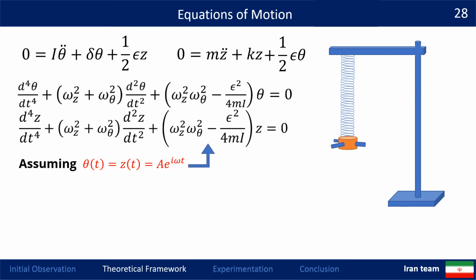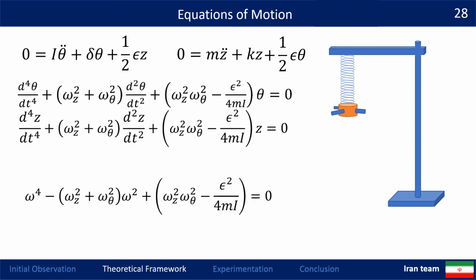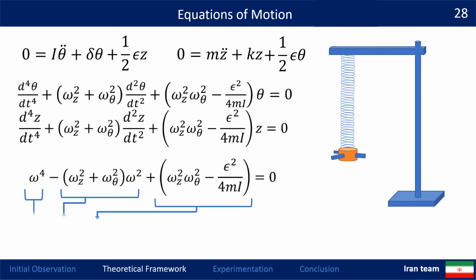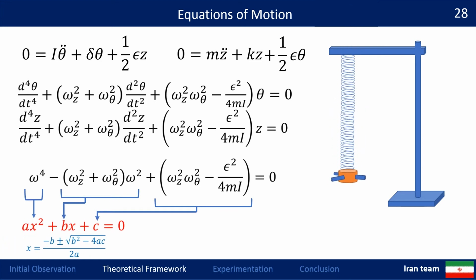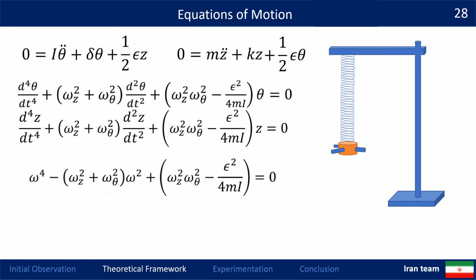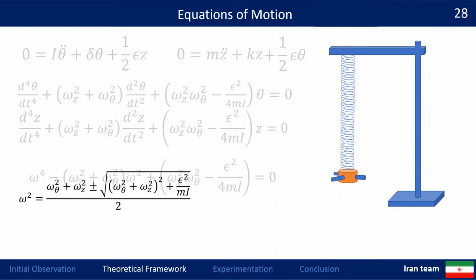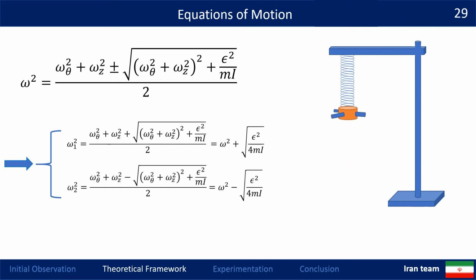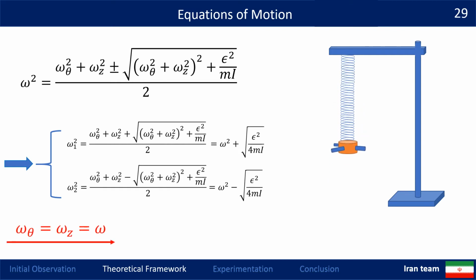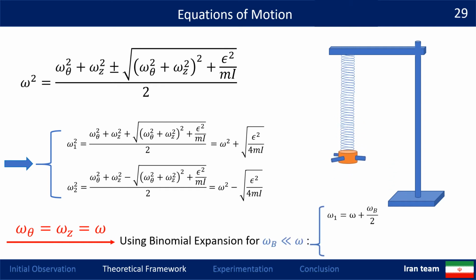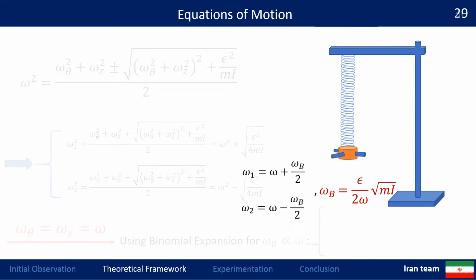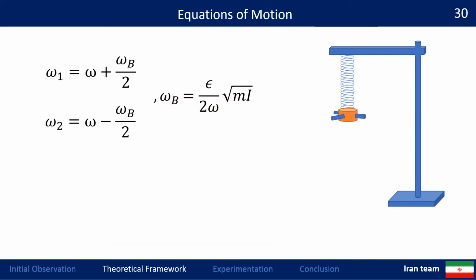We will now substitute that into our equation, and we will obtain a quartic equation, which can be reduced to a quadratic equation if we suppose that the variable is omega squared. We can now solve for the two normal modes of the system by the quadratic formula. If we suppose that omega z is equal to omega theta is equal to omega, then using the binomial expansion for the beat frequency being much less than omega, we will obtain the two following normal modes.